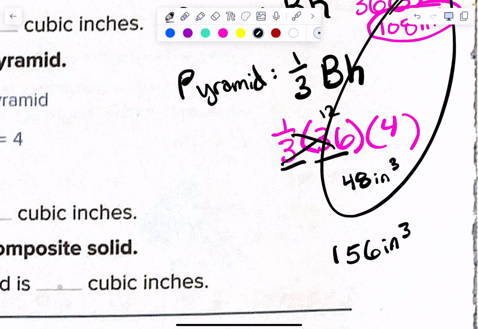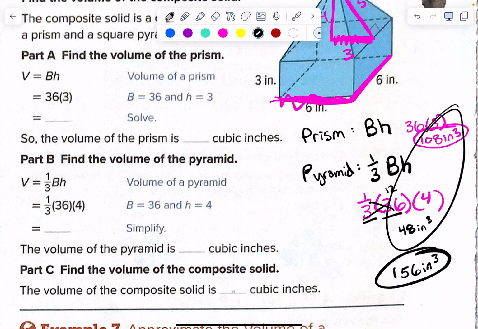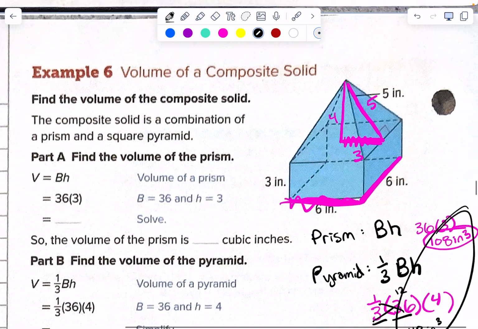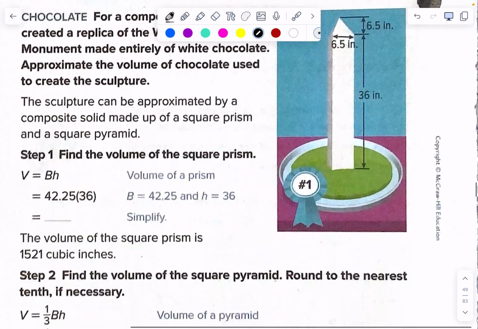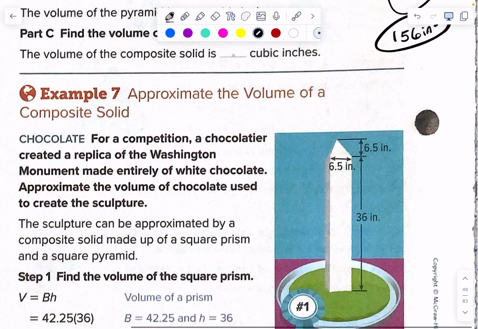156 inches cubed, I think. Yep. Okay, that is a composite figure, so you're just putting the two together. Got it? All right, last one right here. We have what going on here?